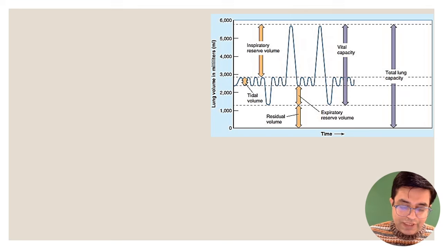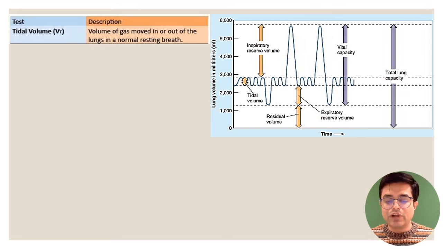So first of all, we have the tidal volume. What is tidal volume? When we normally breathe, the volume of gas which moves in and moves out, that is called tidal volume. You can see in the picture, this is tidal volume. Usually the tidal volume is somewhere in the range of 500 ml. These normal values I will be summarizing in the end, right?